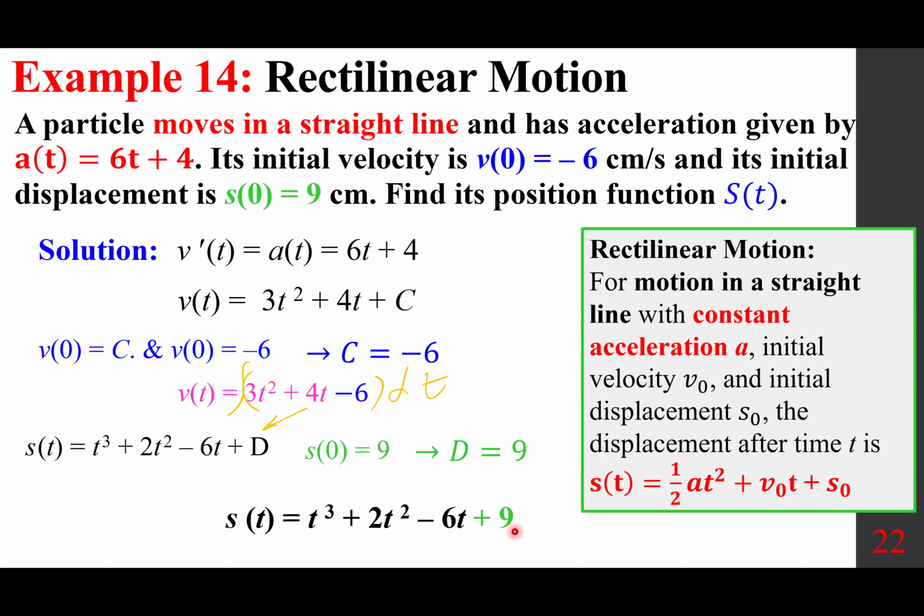Just to make sure everybody understands what's going on, a quick reverse process, and take a look at it. If I differentiate this, t cubed gives me 3t squared, 2t squared gives me 4t, minus 6t gives me minus 6. Now if I differentiate this again, 3t squared gives me 6t, 4t gives me 4. So integration.